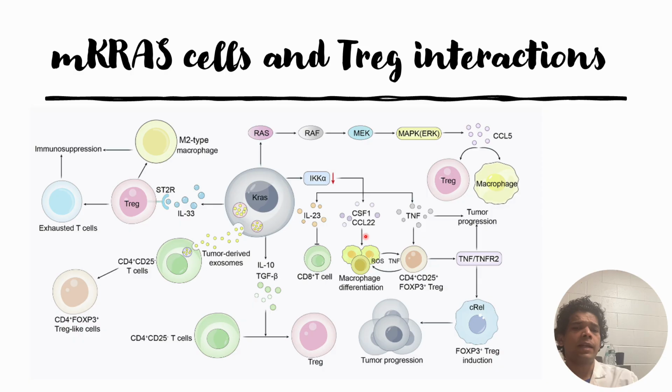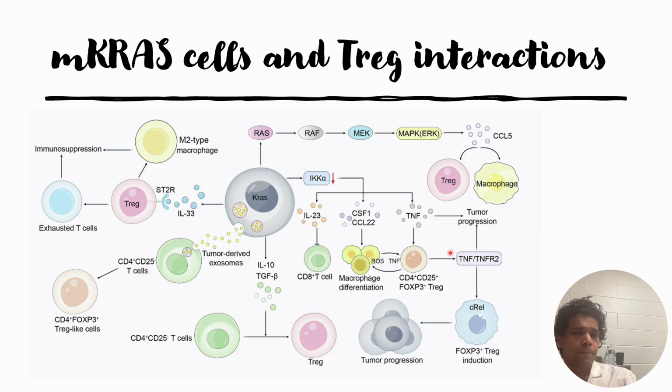CSF1 and CCL22 help in macrophage differentiation, and also help in the conversion of CD4 plus, CD25 plus, FOXP3 plus cells towards macrophages, or of these macrophages, in the presence of ROS, towards CD4 plus, CD25 plus, FOXP3 plus cells. Here CD25 plus cells are present along with FOXP3. These cells then interact with TNF to help in tumor progression.